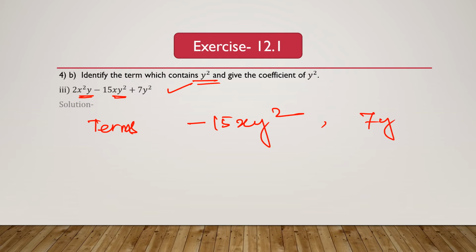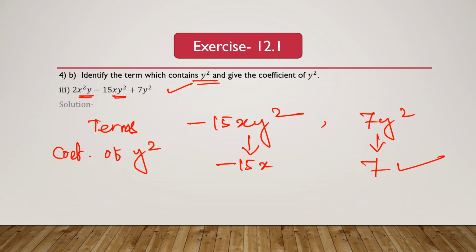So the terms which contain y square are minus 15xy square and 7y square. The coefficient of y square in the term minus 15xy square is minus 15x, and the coefficient of y square in the term 7y square is 7.